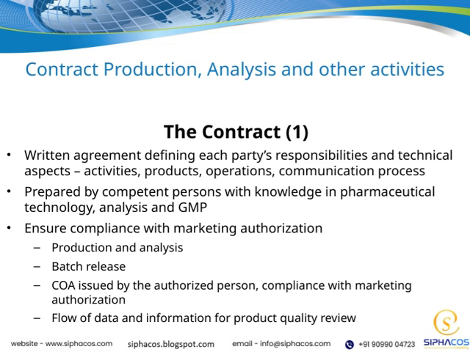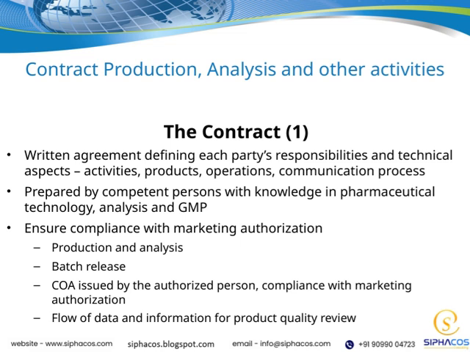One of the key points is ensuring compliance with the marketing authorization. This means that everything from production to analysis must align with the approved specifications and regulatory approvals. The contract should also specify responsibilities related to batch release, which involves releasing the product after thorough review. Remember, the Certificate of Analysis, or COA, must be issued by an authorized person. This certification confirms that the product complies with the marketing authorization and quality standards.